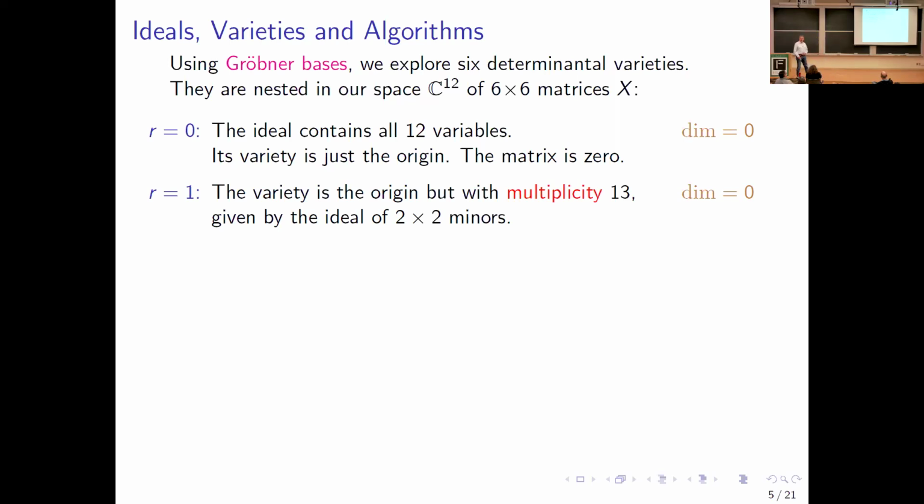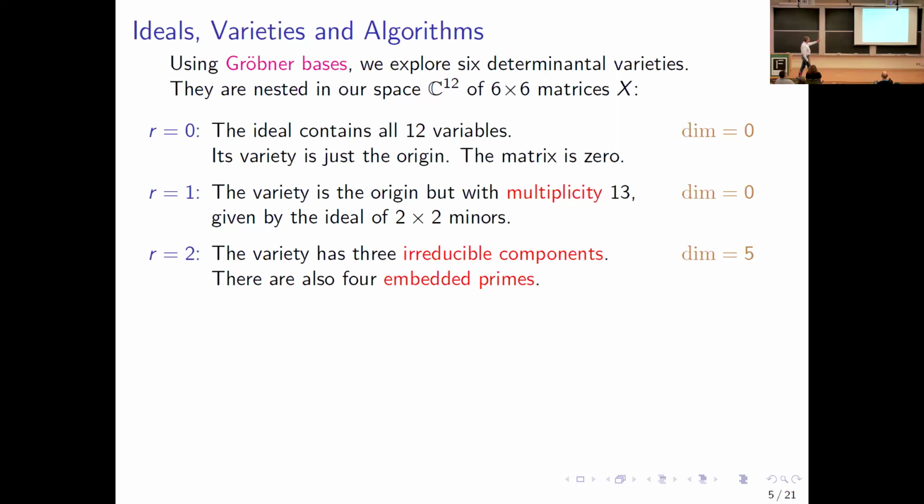Okay, let's go up to rank 2. Rank 2, remember, that was the quiz. Hasn't been forgotten. Okay, so for rank 2, we take the 3 by 3 minors. And in this case, the affine variety has dimension 5. So it's a 5-dimensional variety in 12-dimensional space. But it has 3 irreducible components. And also, it's not radical. It has embedded components, right? So it has 7 associated primes, 3 minimal, 4 embedded. Okay.